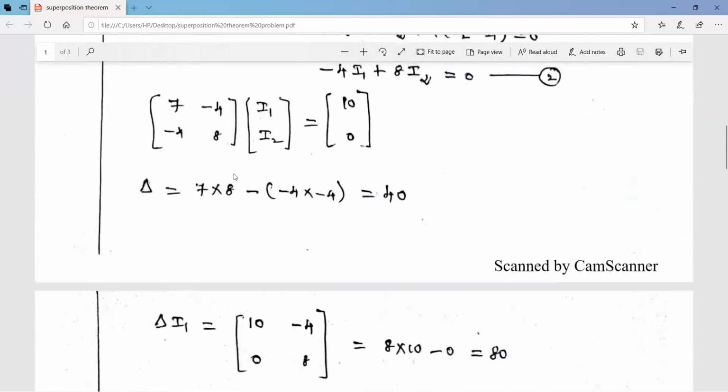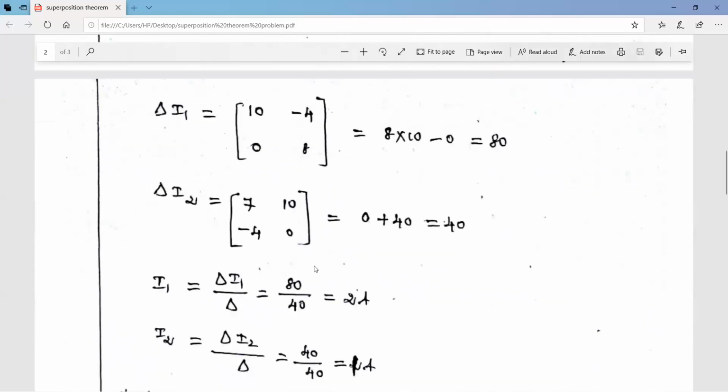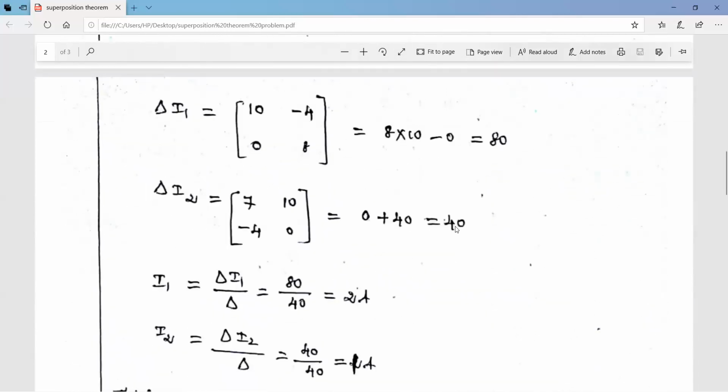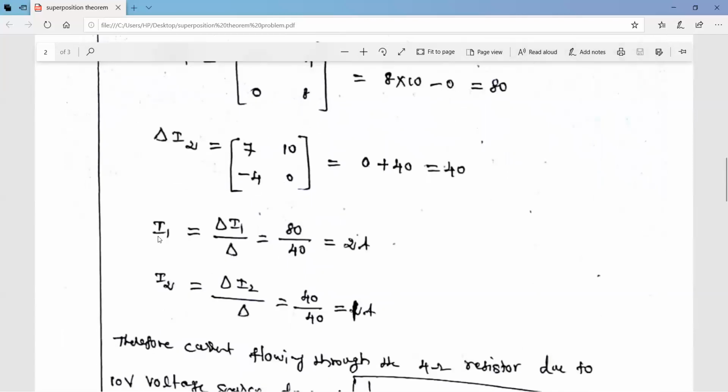Similarly, we have to find the value of del I2. What is del I2? In the second column, replace the second column by the constant values and find the value of del I2. From this, we find I1 and I2. I1 is the ratio of del I1 divided by del, so the answer is 80 divided by 40, which equals 2. Similarly, the I2 value is del I2 divided by del.